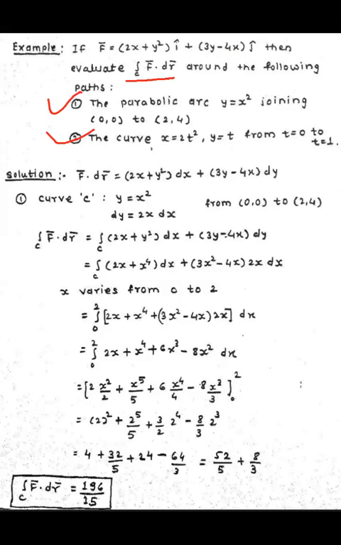One is the parabolic arc y equals x square joining the point (0,0) to (2,4), and the second curve is x equals 2t square, y equals t, from t equals 0 to t equals 1. Now take the curves one by one. To solve this integral, first write the f bar dot dr bar term.